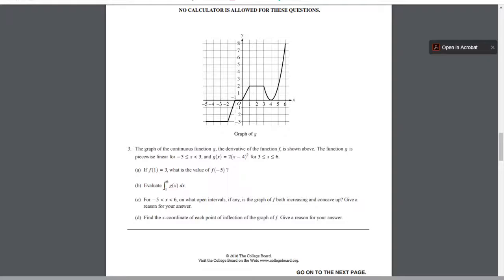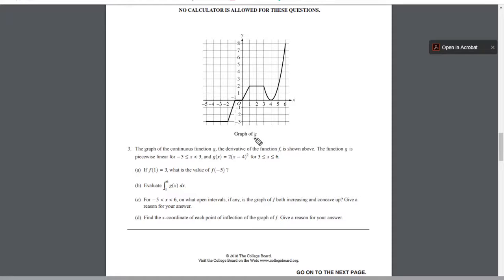All right, number 3. The graph of the continuous function g, the derivative of the function f, is shown above. The function g is piecewise linear between -5 and 3, and g of x equals (2x minus 4) squared between 3 and 6. If f of 1 equals 3, what is the value of f of -5?